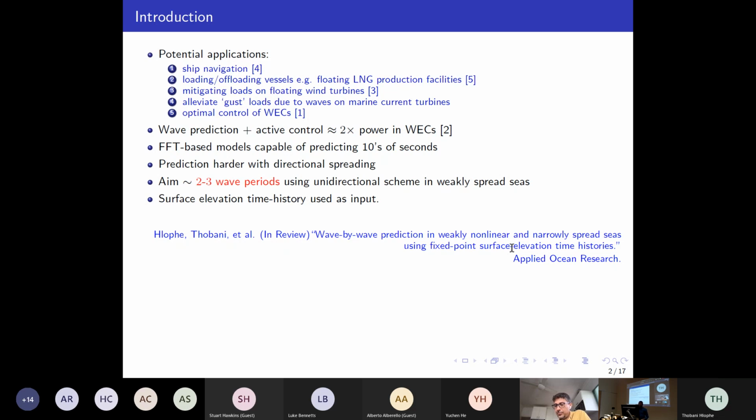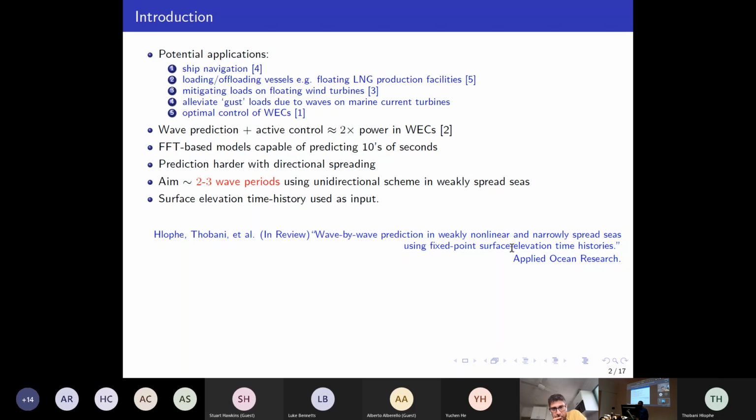So from previous studies, it has been shown that wave prediction plus active control on wave energy converters can significantly maximize the power output by about a factor of 2. And we are using Fourier transforms to carry out this prediction, and it can give us a few tens of seconds of future prediction. And I'm going to show that the prediction becomes harder with directional spreading.